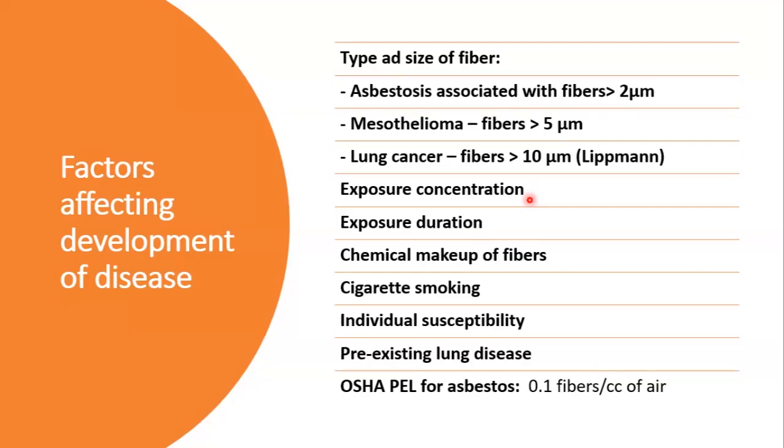The exposure concentration is important. How long you have been exposed is also important. The chemical makeup of the fibers. If you smoke, individual susceptibility, if you have pre-existing lung disease, and the OSHA permissible exposure limit for asbestos is 0.1 fiber per cubic centimeter of air. And this standard has been coming down. At one stage, I think it was 1.5 fiber. Currently, it is 0.1 fiber per cubic centimeter of air.